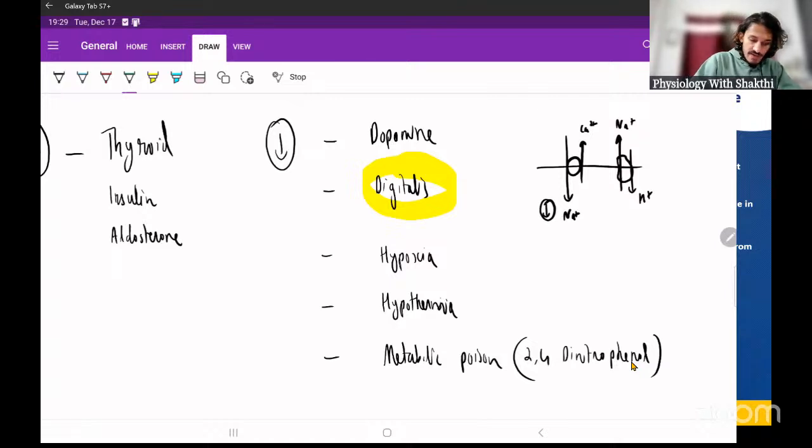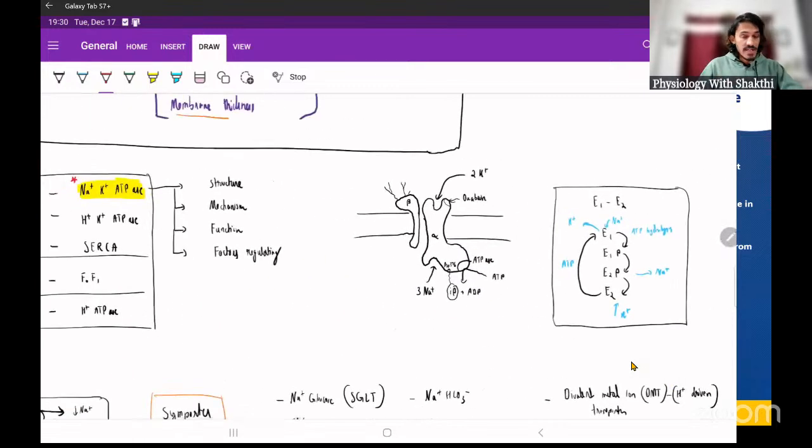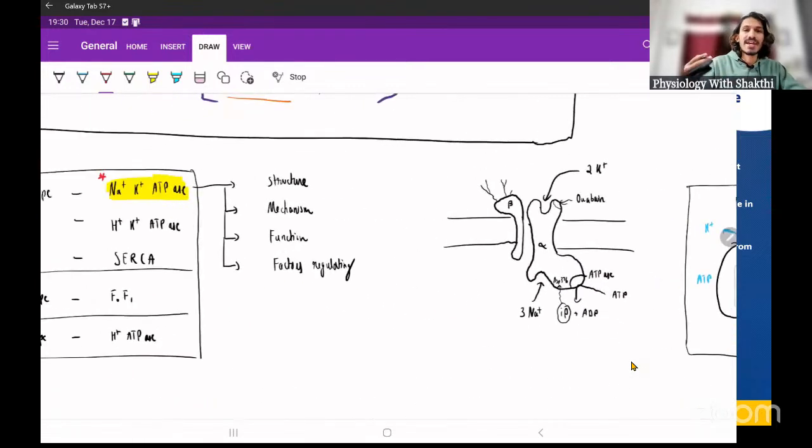So if your sodium potassium ATPase is inhibited, what will happen? This gradient is no longer there, which means sodium will not come in, which means calcium will not go out, which means there is higher calcium inside the cell. Higher calcium means more force of contraction. So it helps the heart contract better in heart failure and all that. Okay, that is one clinical application of this. So again, sodium potassium ATPase is a very important question. You talk about the structure, the mechanism, the function, and the factors regulating it.